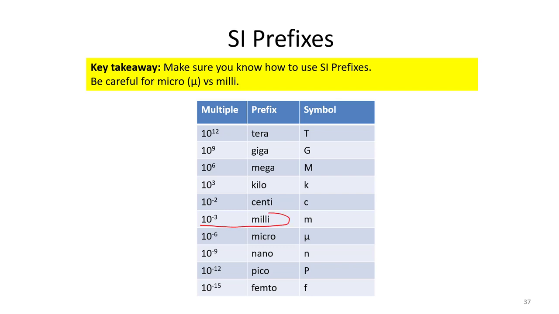Especially be careful of milli versus micro. This is one where some students sometimes get a little bit confused. Remember, milli is 10 to the minus 3, or 1/1000th. Micro is 10 to the minus 6, or 1 divided by 1 million. So make sure you don't confuse those two. Milli and micro do come up fairly often in this class, as well as kilo for 1000.